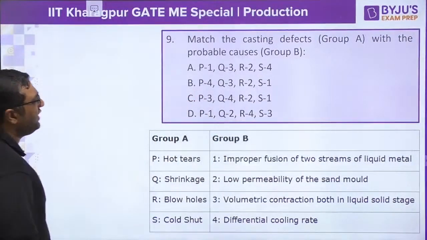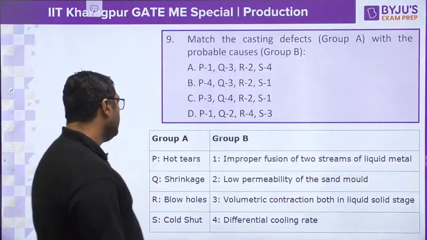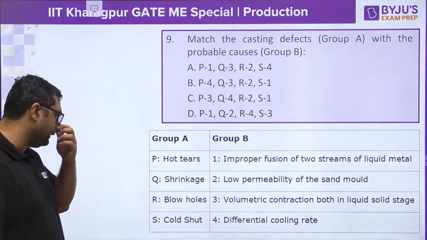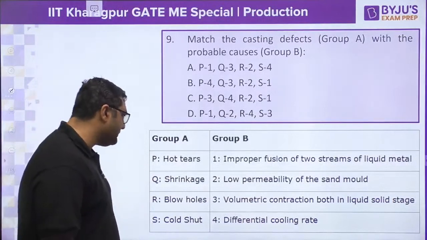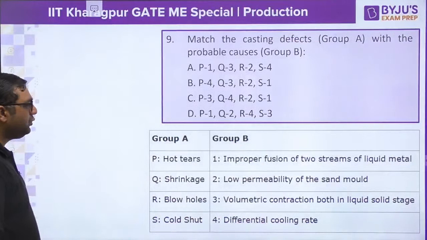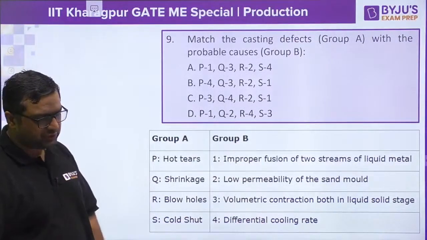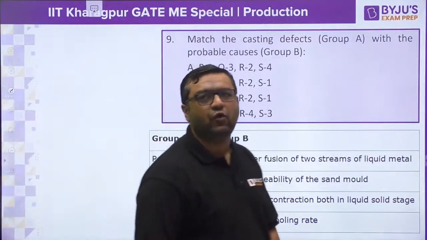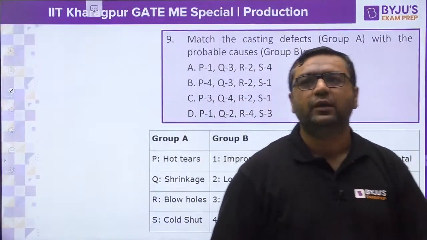Match the casting defects with the probable causes. My dear, hot tears, shrinkage cavity, blowholes and cold shut. So they are the defects, and these are the reasons for the defects. So my dear, you need to tick the right answer for this question. And after that we are having 3 to 4 continuous numericals.